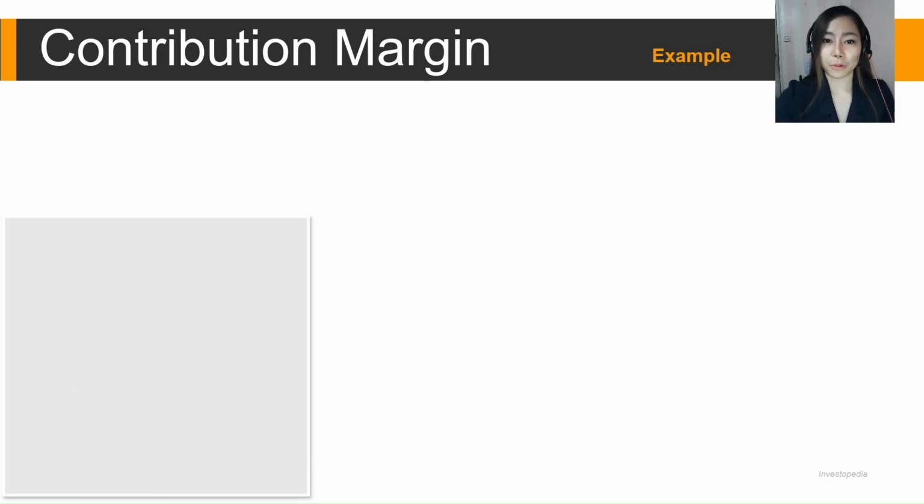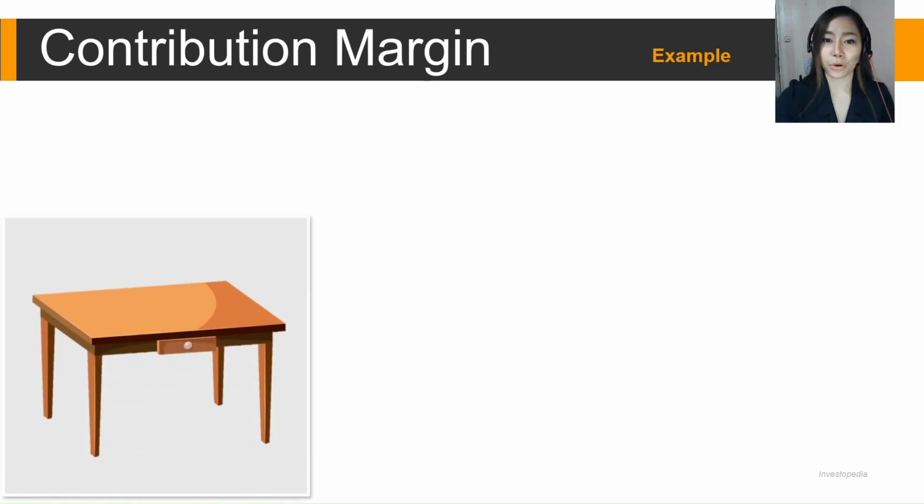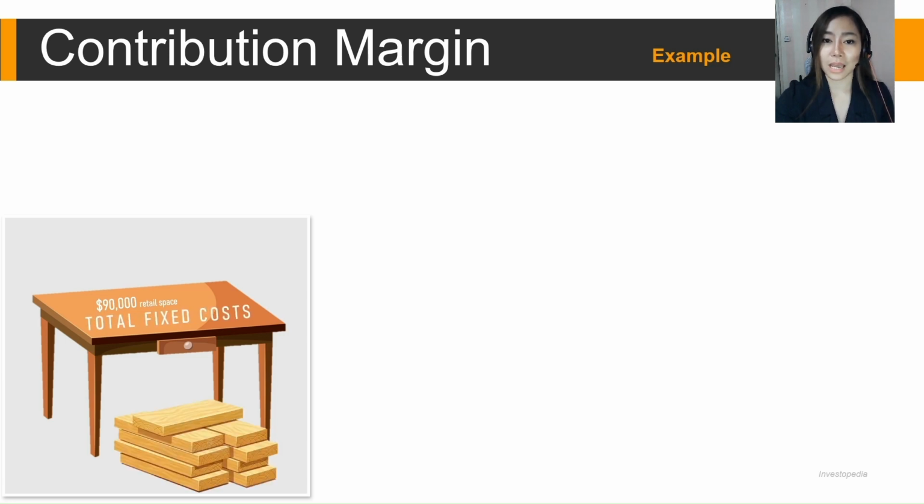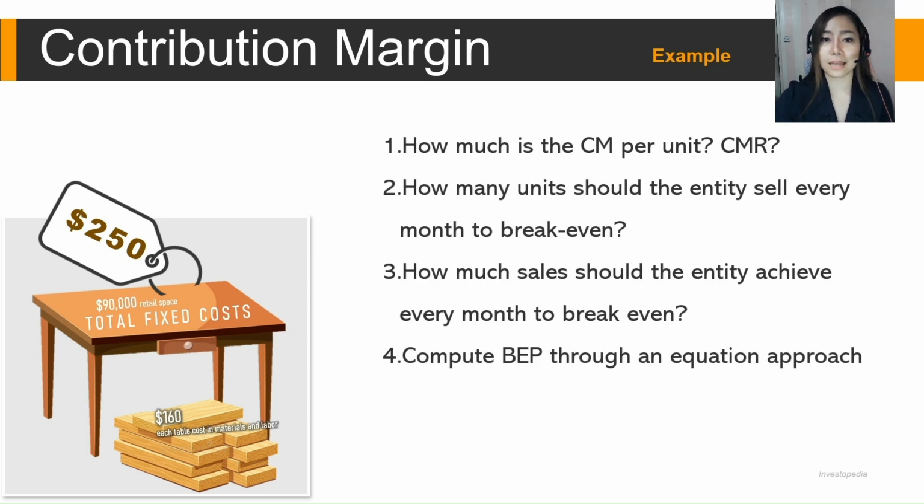So for example, Mary, the furniture owner, wants to sell a new type of table. Let's say it costs 90,000 for retail space to sell the product, and that's the total fixed cost. Each table costs $160 in material and labor. The selling price is 250 pesos. So let's answer these questions. How much is the contribution margin per unit and the contribution margin ratio? And how many units should the entity sell every month to break even?